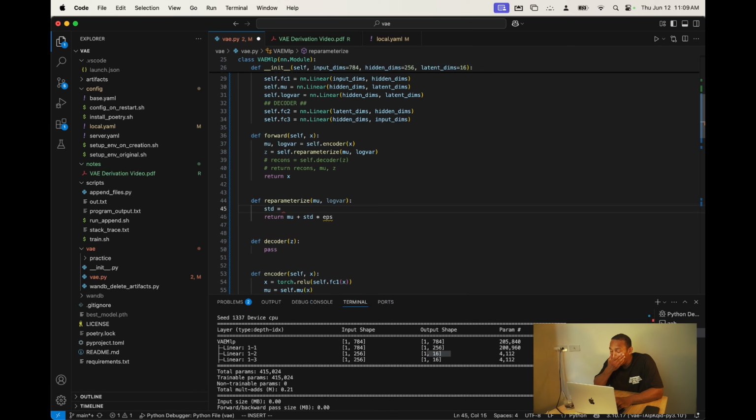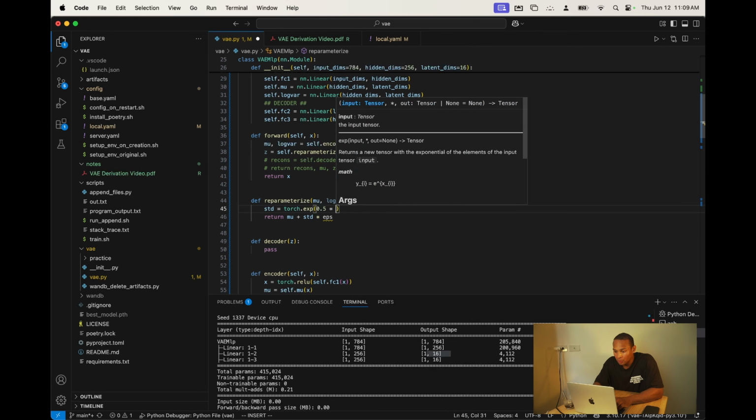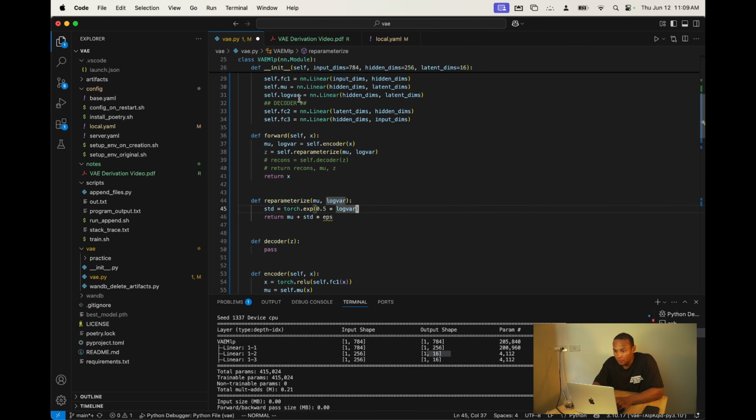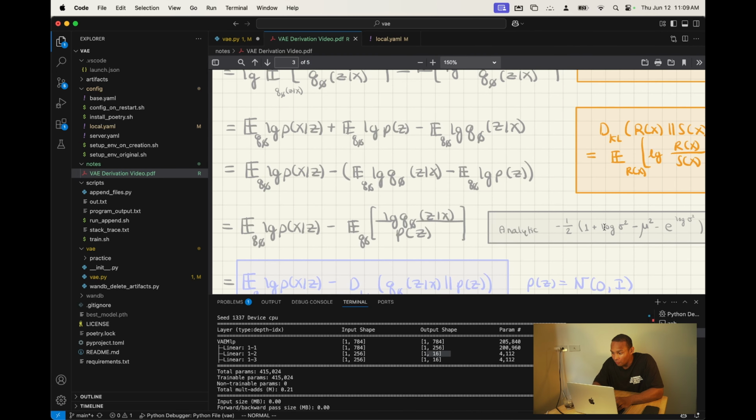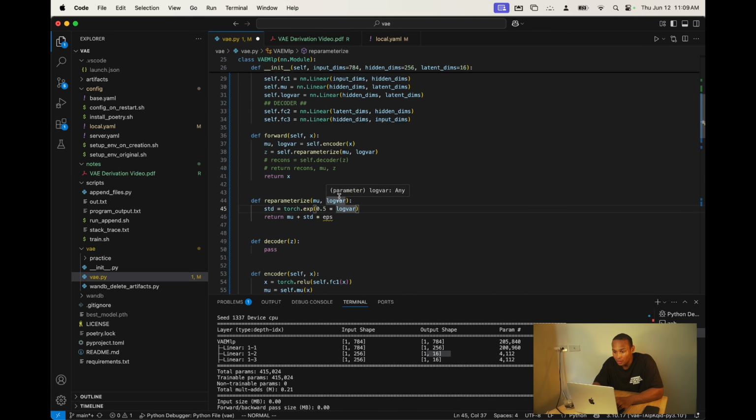So standard deviation is going to be torch.exp. So this is log variance. Remember, it's log sigma squared. We need sigma, so we raise this to a power of e. That cancels out the log, and then we do a square root, and that gives us sigma. We recover sigma that way. So that's what we're doing here.